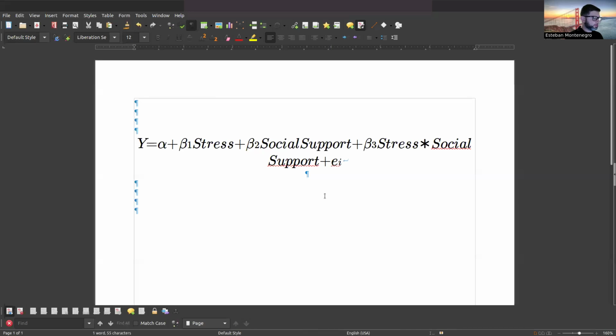What I'm saying is that the relationship between stress and depression depends on social support. When I have this type of statement as a hypothesis, we need to fit a model like this one. So what we are going to do is just multiply stress by social support. And that's our moderation term or our depends term, right? So it's an interaction. That's how we make this more operative in terms of statistics.